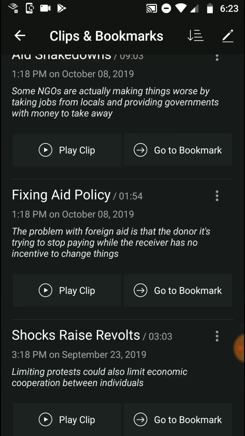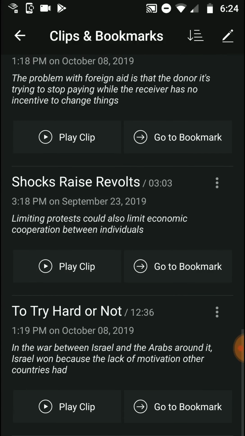The problem with foreign aid is that the donor is trying to stop paying, while the receiver has no incentive to change things. Whoever gives the money is trying to give less over time, because they're not trying to keep giving money away. However, the receiver has no incentive to make things right. They actually have the incentive to keep getting money, and in some way to keep things worse. Good point too.